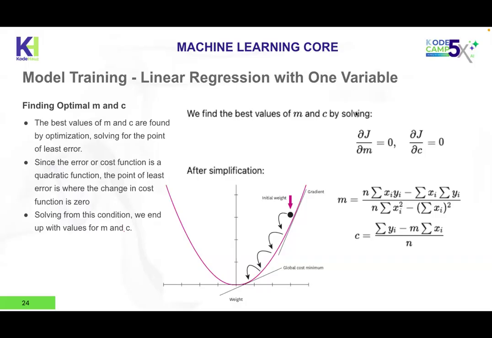So I'm not going to go into the maths of it, but just take it that by the time you take the derivative of the cost function, right, and set its value to 0, and reverse calculate the m, you are going to get this formula. You make m the subject of the formula. You are going to get m.